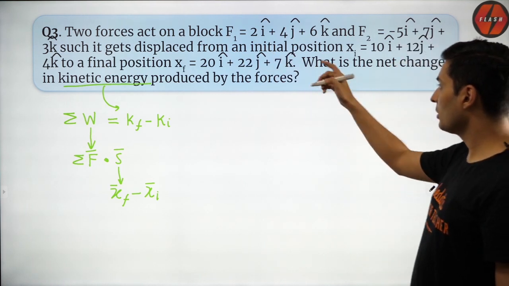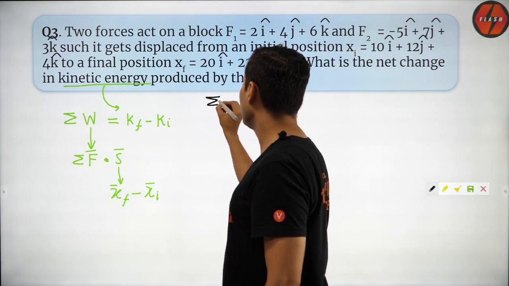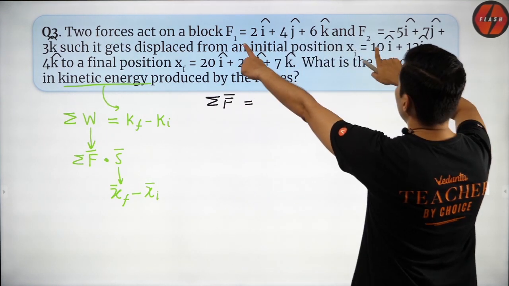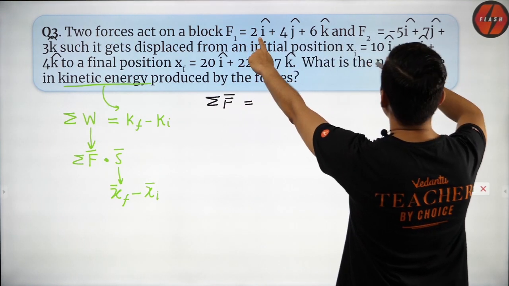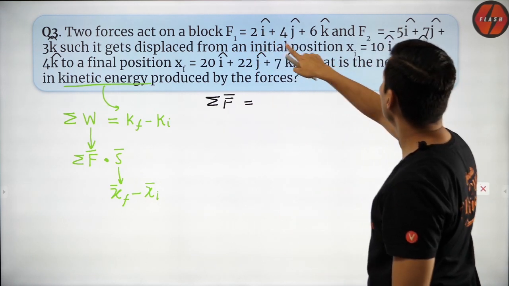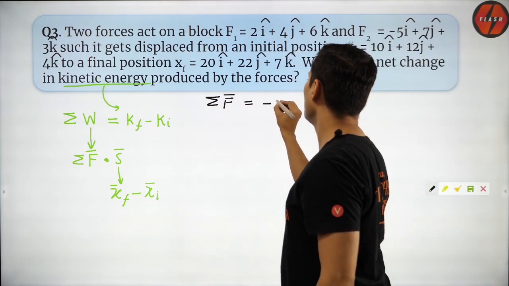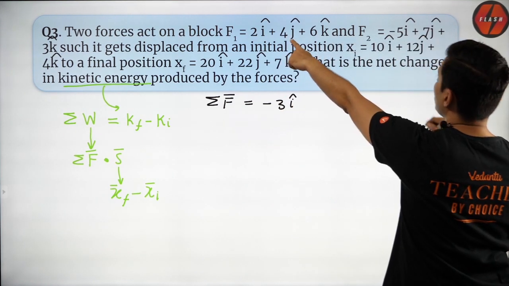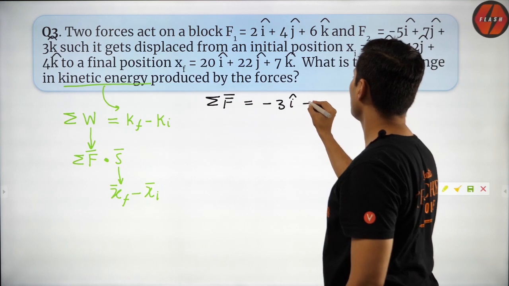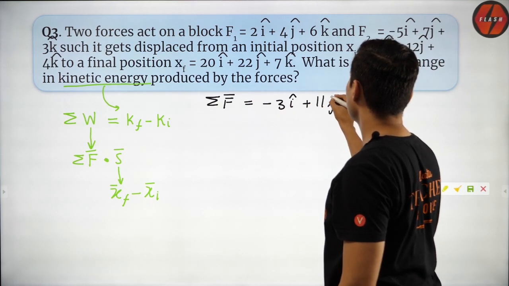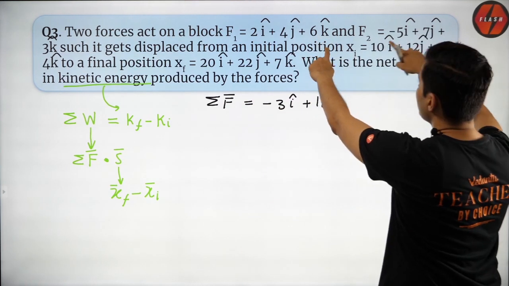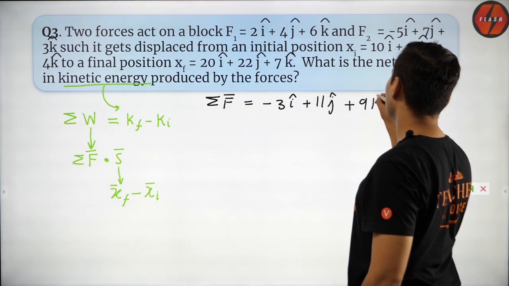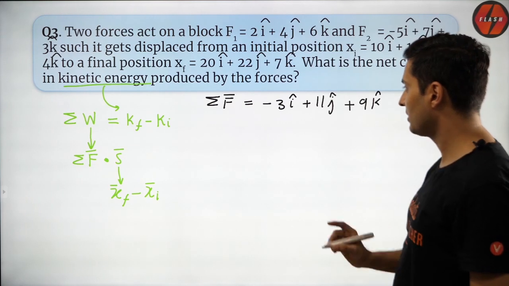First, let's talk about the forces. What is the net force? We can do this orally. F1 and F2. So there is 2i and there is minus 5i. So 2 minus 5 is going to be minus 3i cap. Okay, 4 plus 7 is going to be 11 j cap. 6 and that 3 is going to be 9 k cap. Okay, so that's what it is.